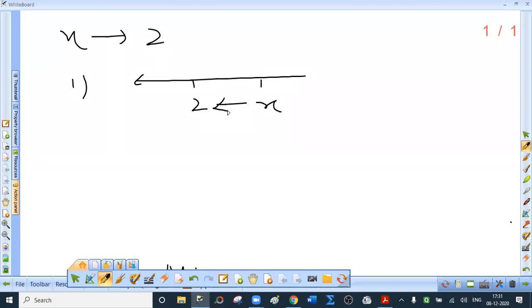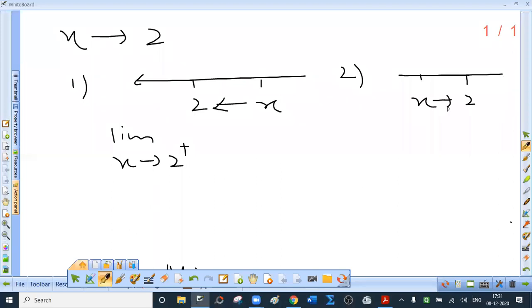So the limit obtained in this case is called the right hand limit, and we write this as limit x tends to 2 plus. Now the second possibility: the approaching value is 2 only, but x approaches 2 from the left of 2. In this case, the limit obtained is called the left hand limit, and we write this as limit x tends to 2 minus. Please remember, 2 minus does not mean minus 2. 2 minus means the tending value is 2 only. The only thing is it approaches 2 from the left of 2.